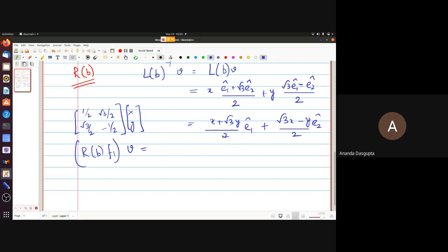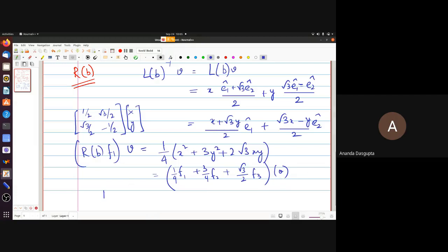We are supposed to take the first component, the coefficient of E1, and square that. You are going to get 1/4 x square plus 3y square plus 2 root 3 xy, right? And that's of course the same as 1/4 f1 plus 3/4 f2 plus root 3 by 2 f3 acting on the vector v.